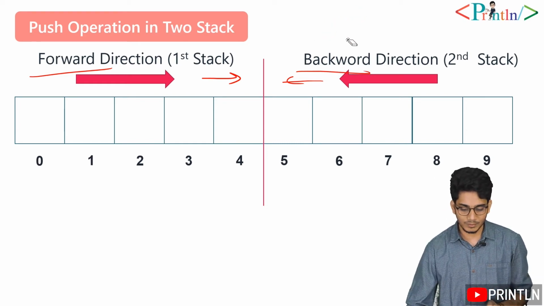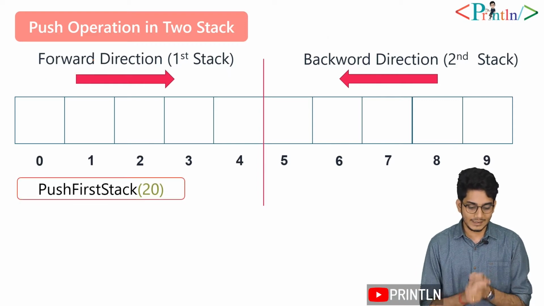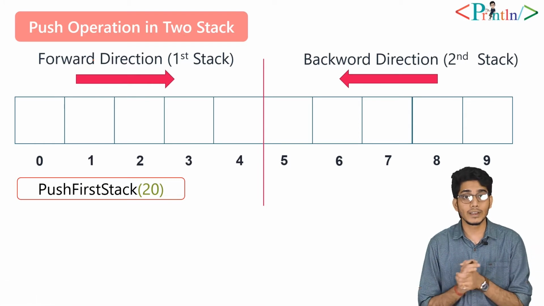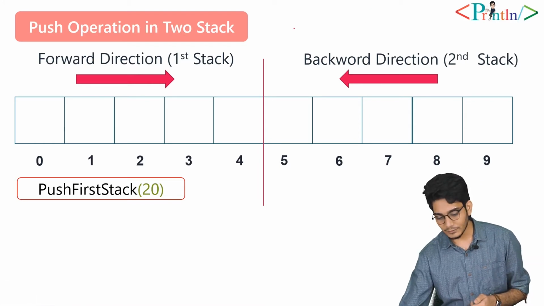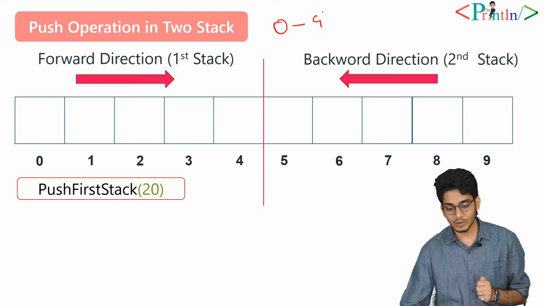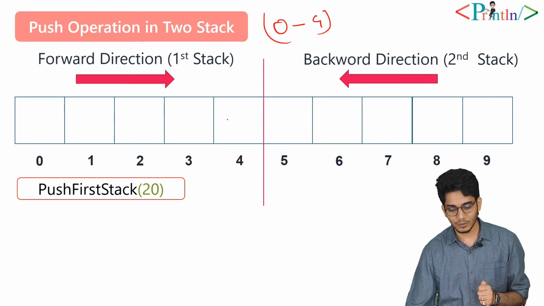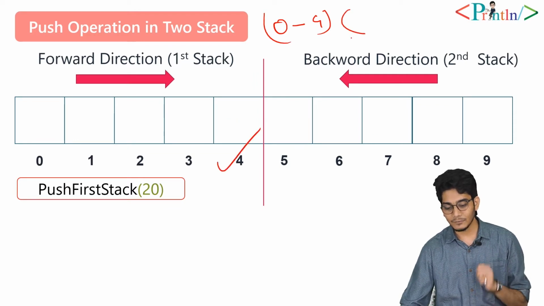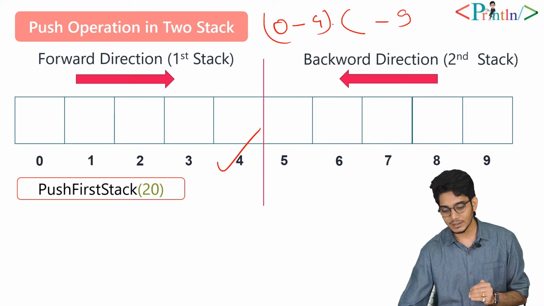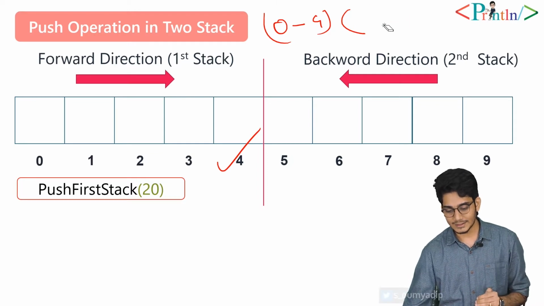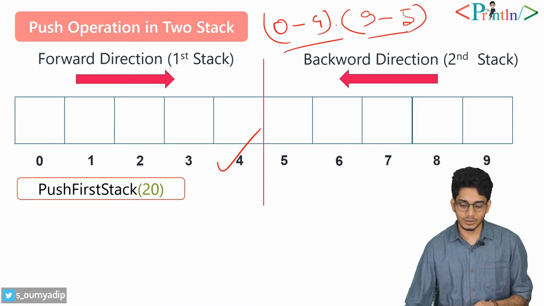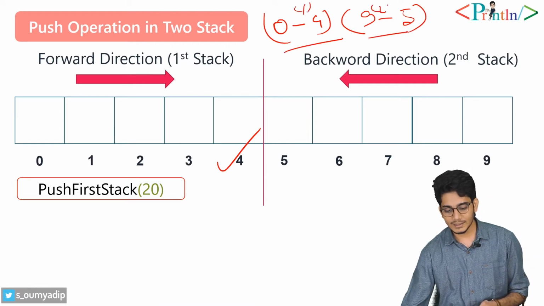Now let's say that we'll push 20 in our first stack. Our first stack is going in the forward direction, so the first stack will be 0 to mid minus 1. What is the value of mid? The value of mid is 5. So it will go from 0 to 4: 0, 1, 2, 3, 4. And the second stack will go from size minus 1 to mid. Size minus 1 is 9, to mid, where the value of mid is 5. So this is our first stack and this is our second stack.